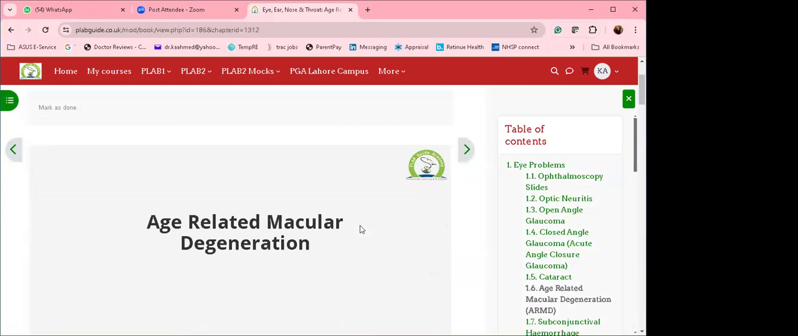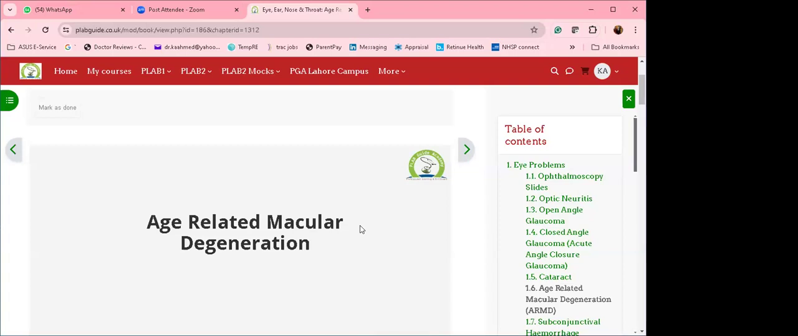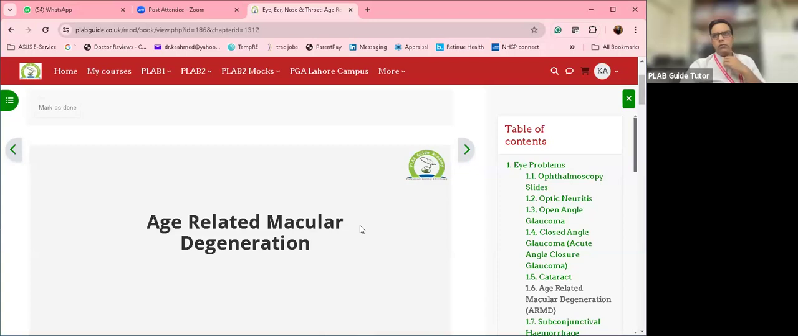Now, in advanced cases, the patient may tell you that my vision is poor, but with one eye or with both eyes, there is a patchy loss of vision. If I'm looking at a certain thing, the periphery of that thing is clear, but the center is missing. So the patient will have a scotoma in the vision, in one eye or in both eyes. So this can be a question to ask if we want to differentiate from the other conditions like cataract.